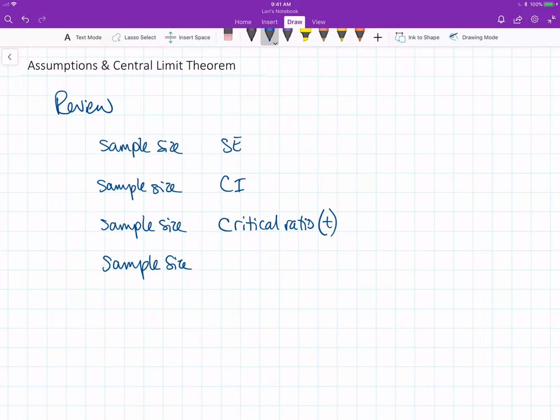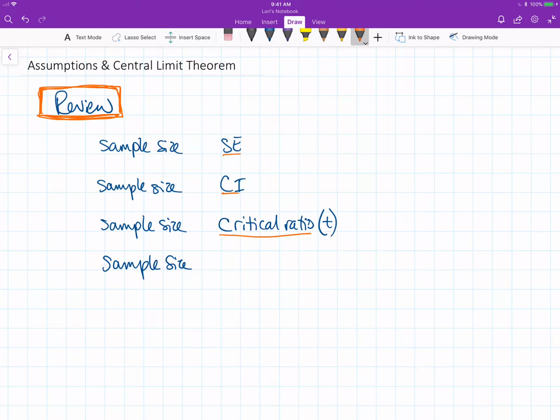Welcome to this next video looking at some of the assumptions and the central limit theorem. Before we get started with that conversation, I would like to do a really quick review, and this will lead into what we're talking about in terms of the assumptions. So, first of all, we have looked at standard error, we've looked at confidence intervals, we looked at the critical ratio, all of those kinds of things.